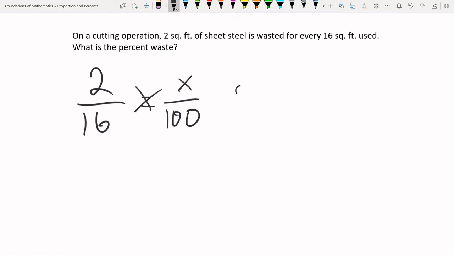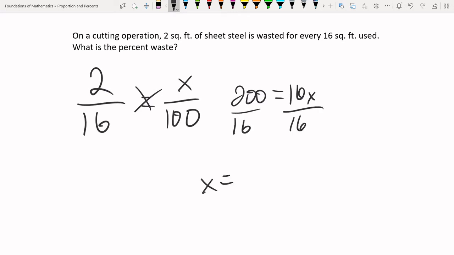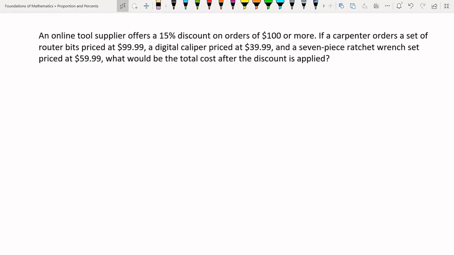All right, cross multiply and divide. 200 equals 16x. And we get 12.5%, which is quite a bit of waste. But that means 12.5% of every amount that you're using for the certain cutting operation that they do is going to be lost. It's going to lose 12.5% of the amount you have. So you have to make sure you increase the starting amount by 12.5% to get the exact amount that you want at the very end of the product.